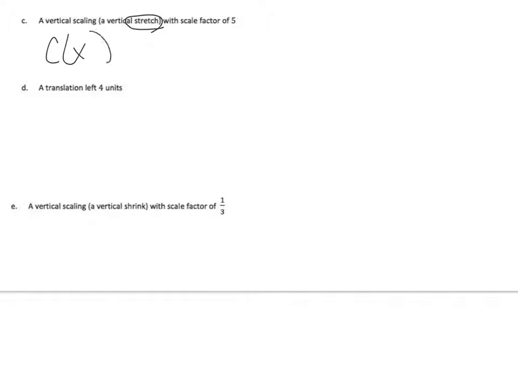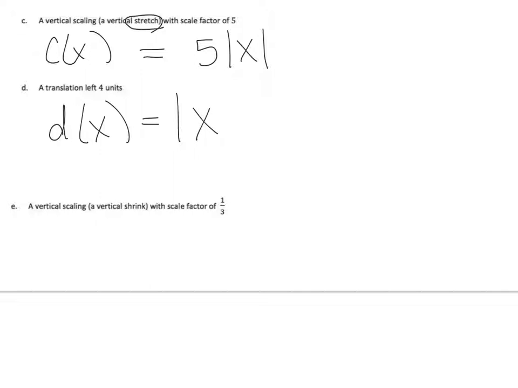So let's do C. A vertical scaling of 5 is just on the outside. Everything is increased by a power of 5. Translation 4 units left, that's on the inside, and we're plusing 4.